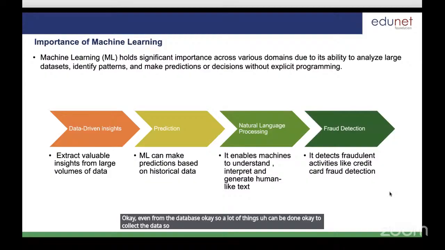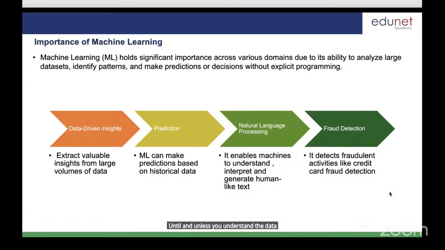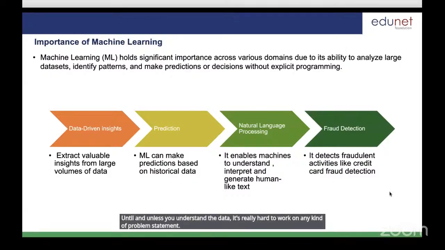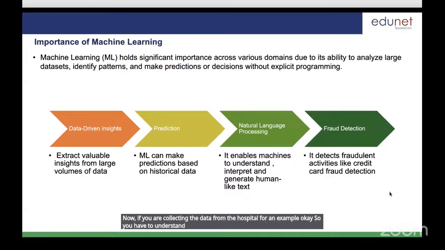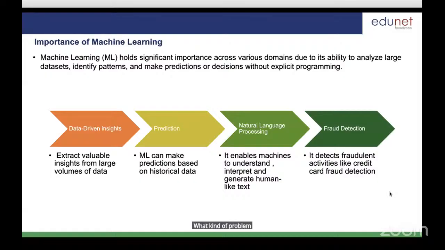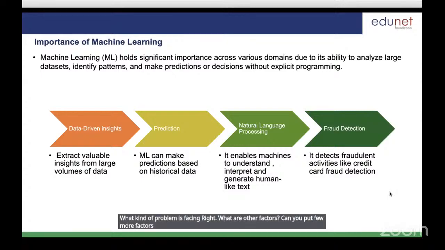So once you collect the data, you have to extract that data. You have to understand the data very well. Until you understand the data, it's really hard to work on any kind of problem statement. Now, if you are collecting the data from a hospital, for example, you have to understand what kind of data it might be. The data might be related to the patients, right? Like the age of the patient, what kind of problem they are facing. What are other factors? Can you put a few more factors? What can be the data?